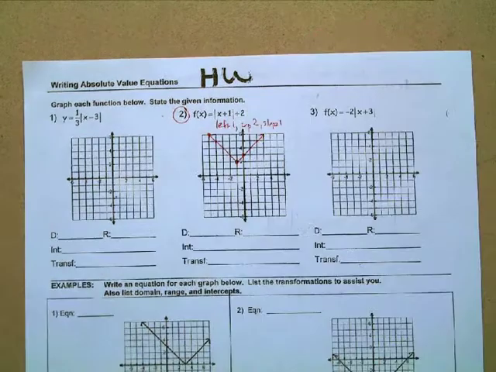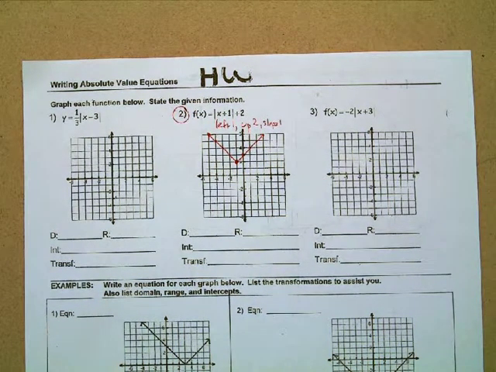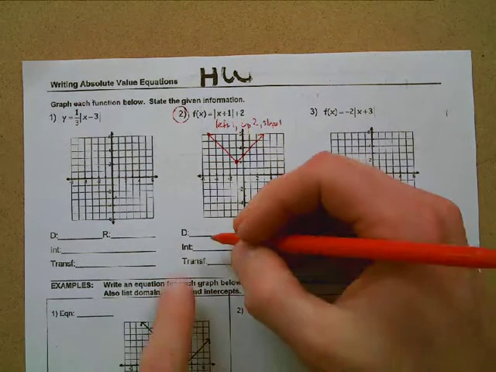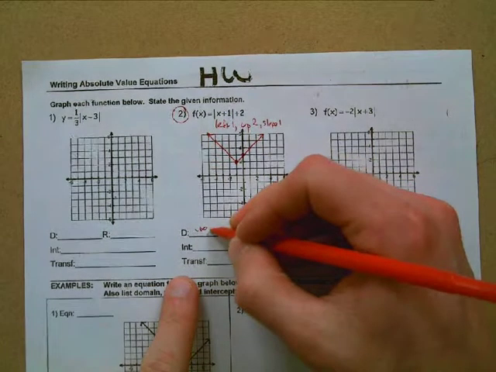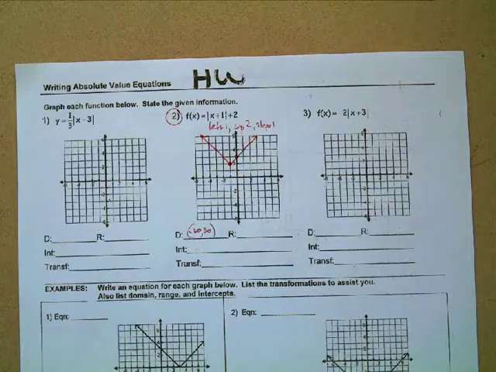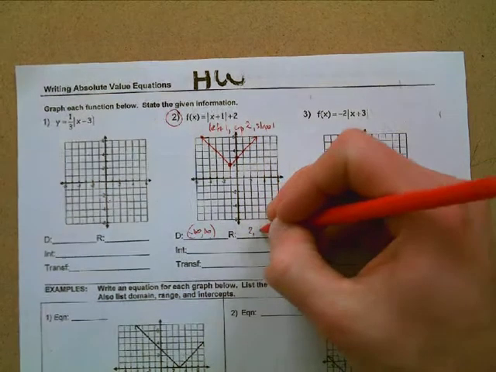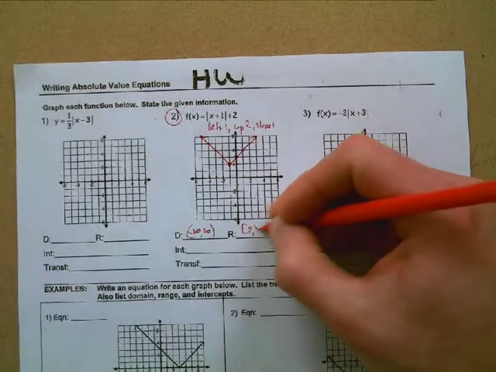What is the domain of this graph? Negative infinity to infinity, right? What's the range? What's the lowest y value here? 2. What's the highest y value here? Infinity.